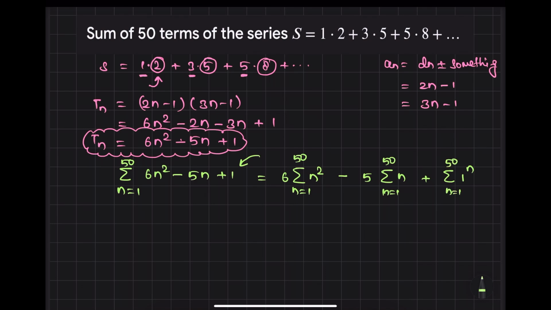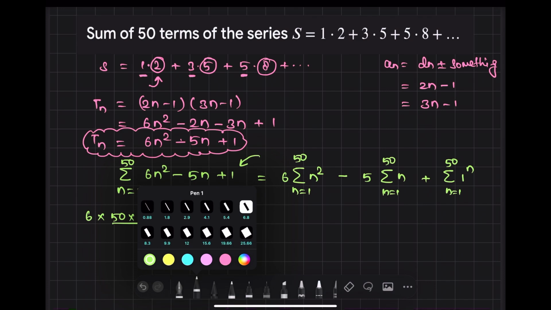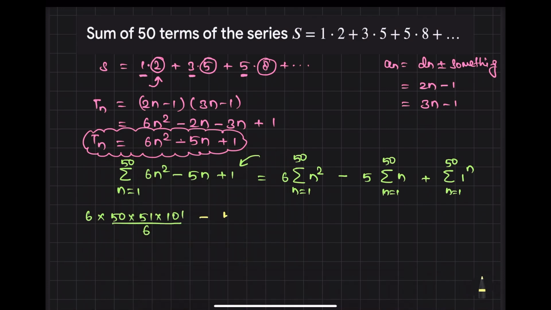Now you can solve this question. Now you know that this first part will look like 1 square plus 2 square plus 3 square plus dot dot dot 50 square. So can I write down the first part as n into n plus 1 into 2n plus 1 by 6. This is your first part. Then we have 5 n into n plus 1 by 2.